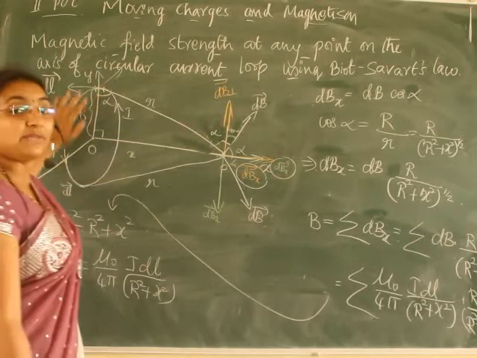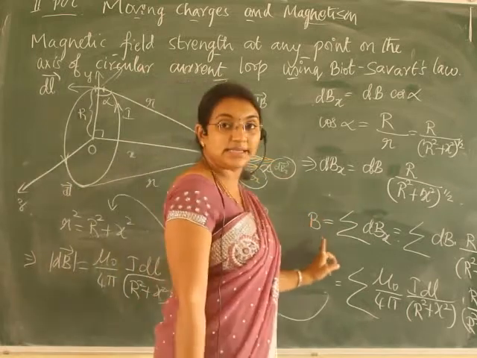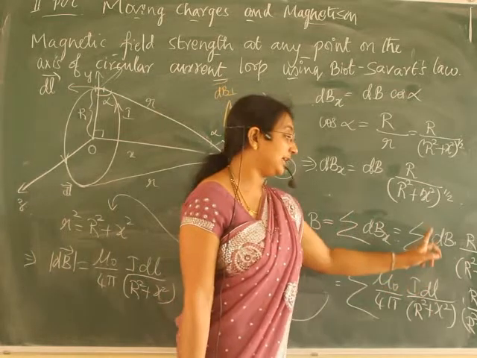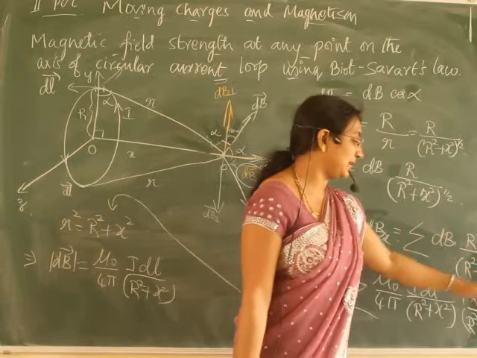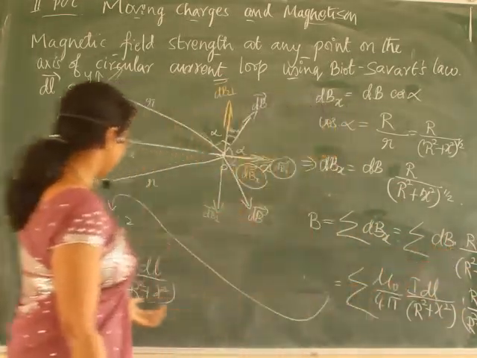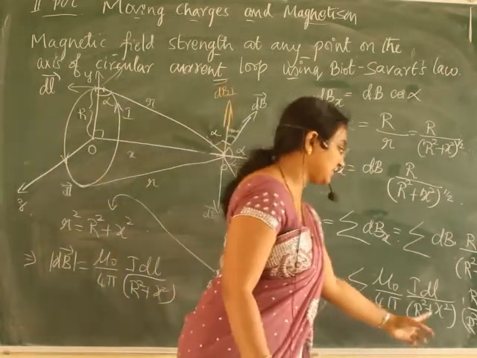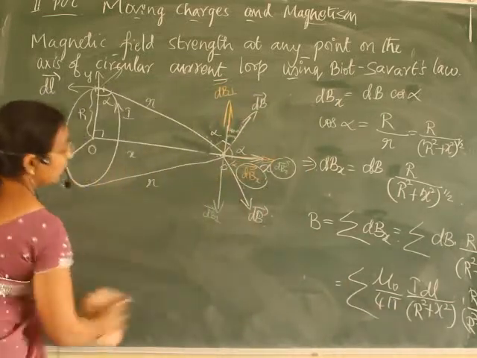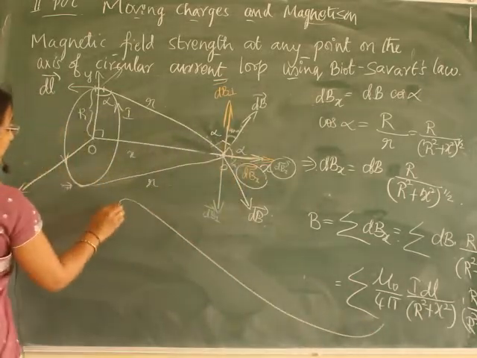So, because of the entire element, the magnetic field at the point P is B equal to summation dBx, which is summation dB into r by (r square plus x square) to the power half. Substitute the value of dB, which is the magnitude of the magnetic field. Substituting this over here, we get this expression. Next, I'll write over here.